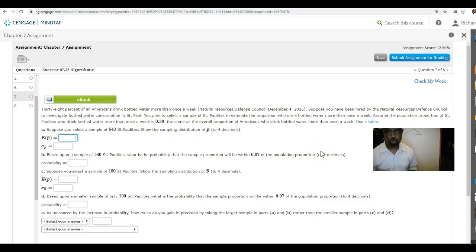proportion of Americans. And in this case, make a note of the fact that they want you to use the z-tables. So the first question is, what is the expected value of the sample proportion? And since we have no other data to calculate a sample proportion, we'll use the same proportion given for the population, which is 0.38.